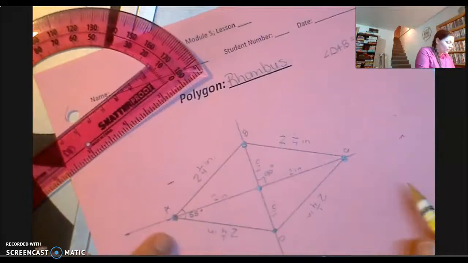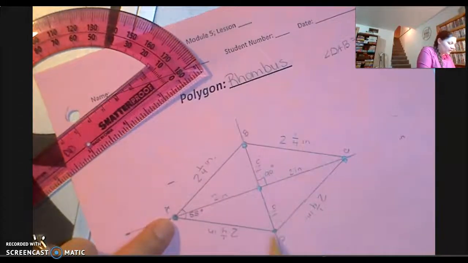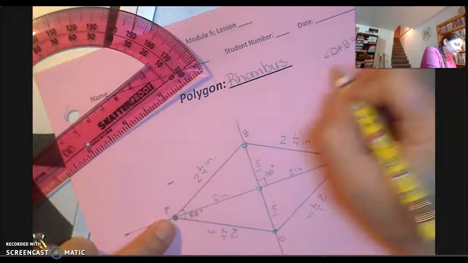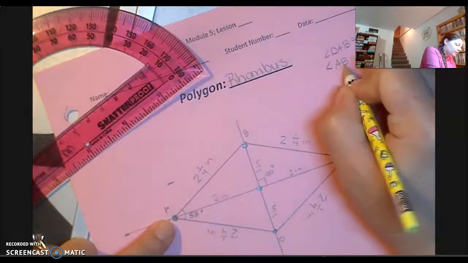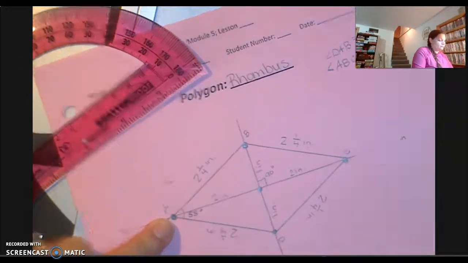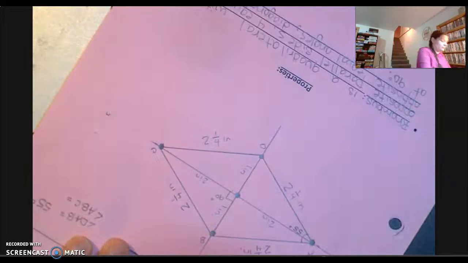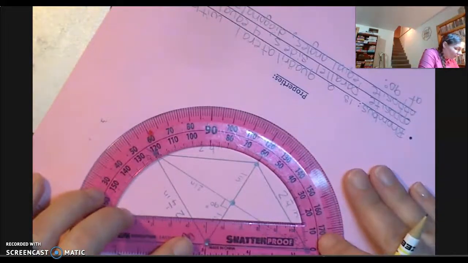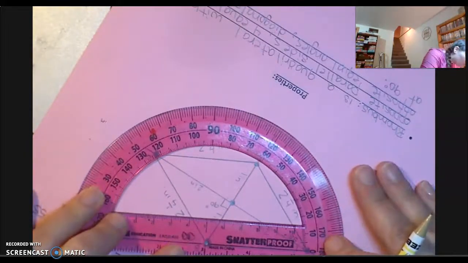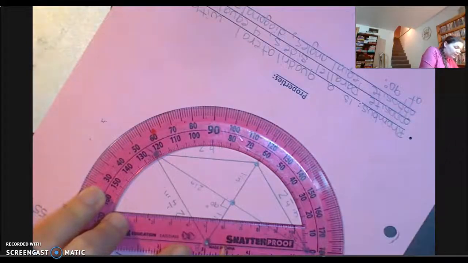Next we're going to do angle ABC. We put the point on the middle of our protractor, line our line up, and we count from 0 to where our line intersects.